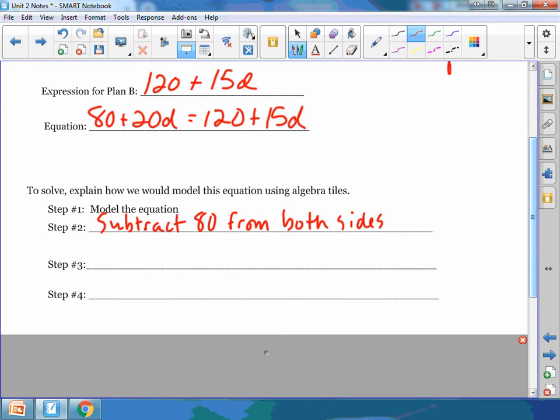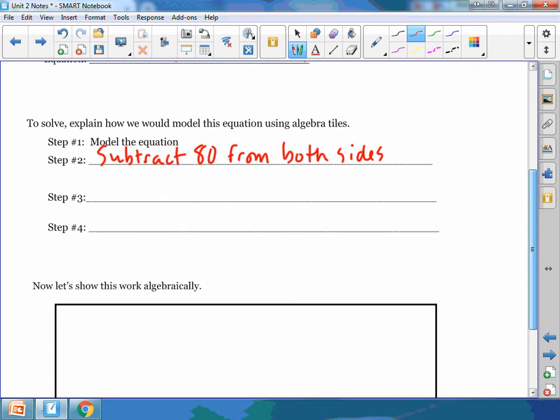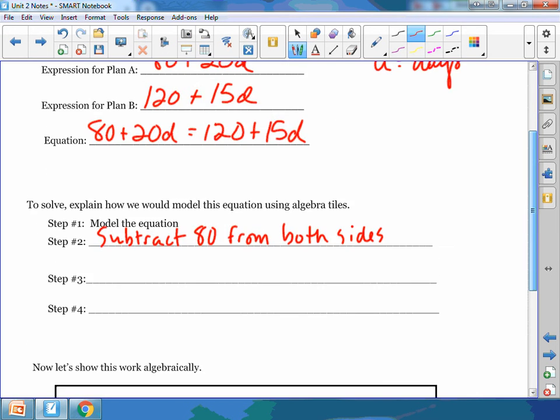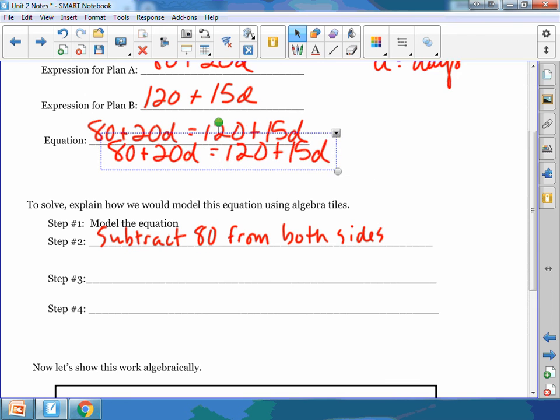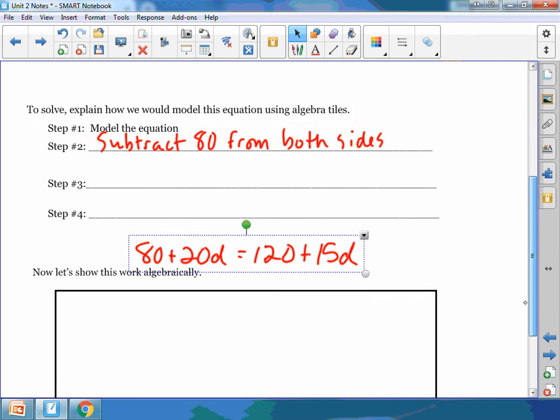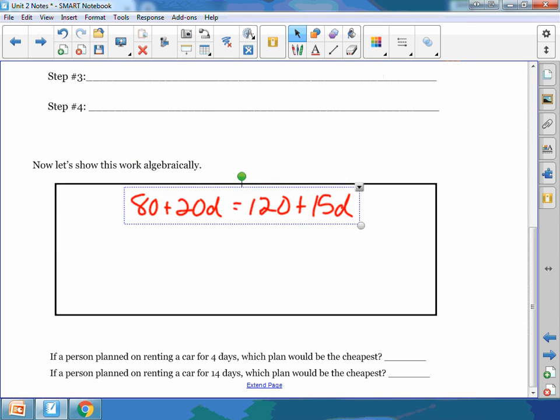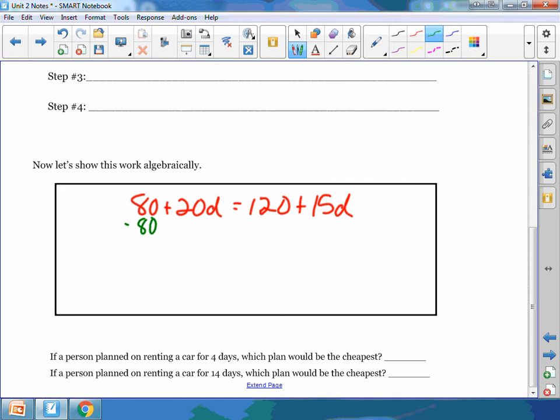Here's what I'm going to do. Down below here, I'm going to solve it while you're telling me what to write. So there's the equation. He's saying take away 80 from both sides. So now I'm left with 20D is equal to 40 plus 15D.